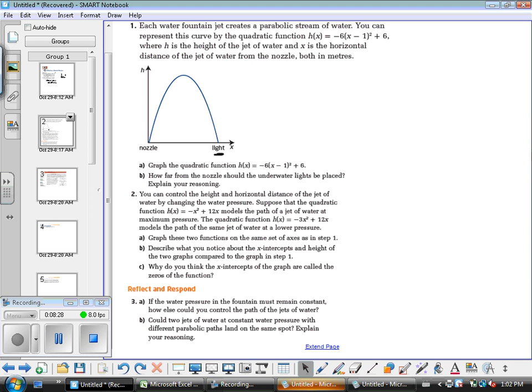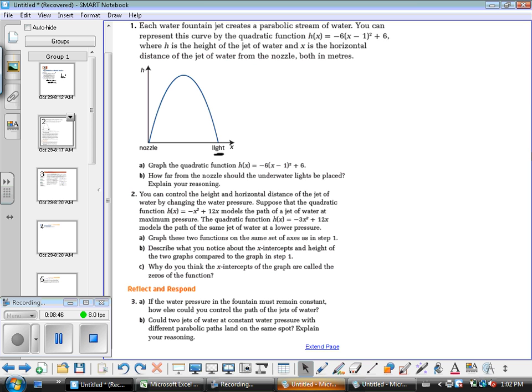Okay, number 3, if the water pressure in the fountain must remain constant, how else could you control the path of the jets of water? You could do that by changing the angle that you shoot the water out at. That would make it go further or go higher, depending which way you chose to alter the angle.